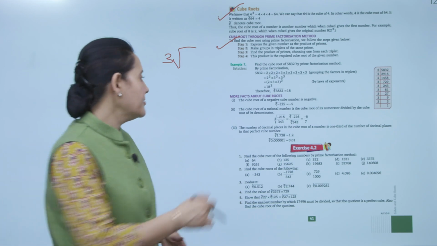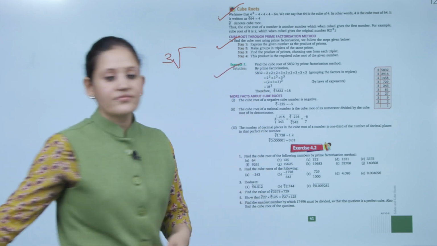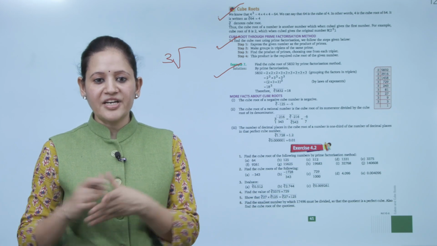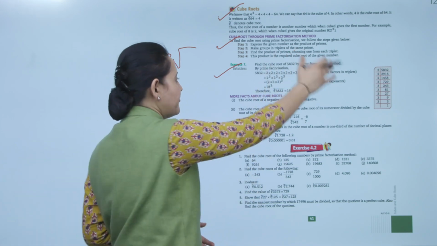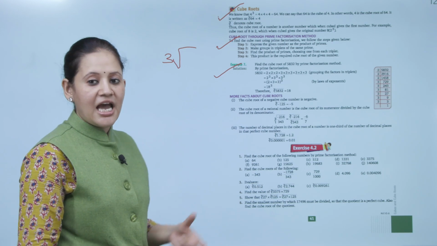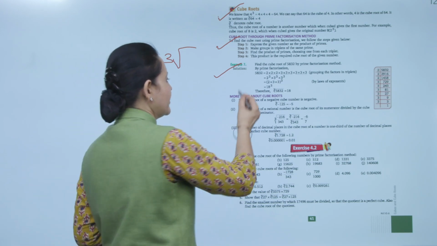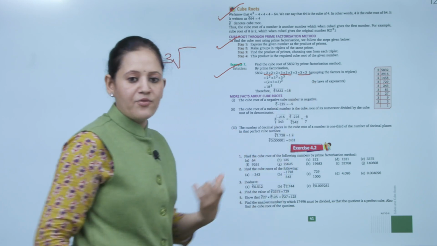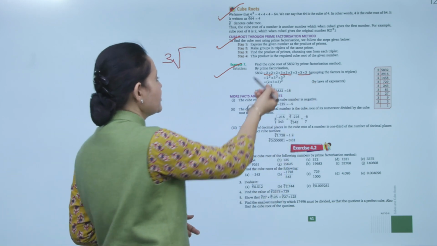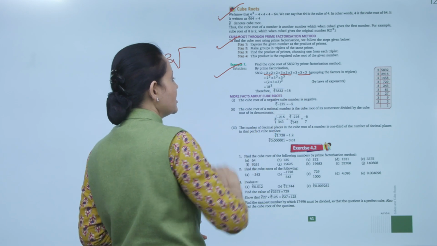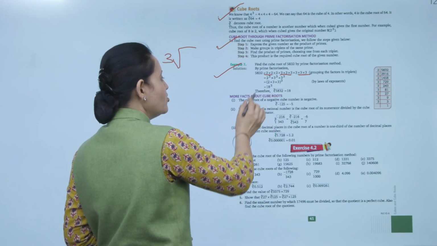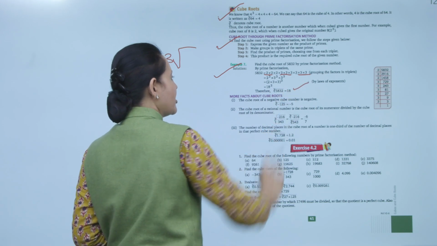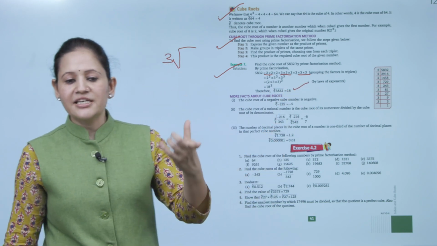We'll take an example here. Find the cube root of 5832 by prime factorization method. First, we'll do the prime factorization of the given number and then make the triplets. From every triplet we'll take out one number. So, that is equal to 2 into 3 into 3, that is equal to 18. So, the cube root of 5832 is 18.